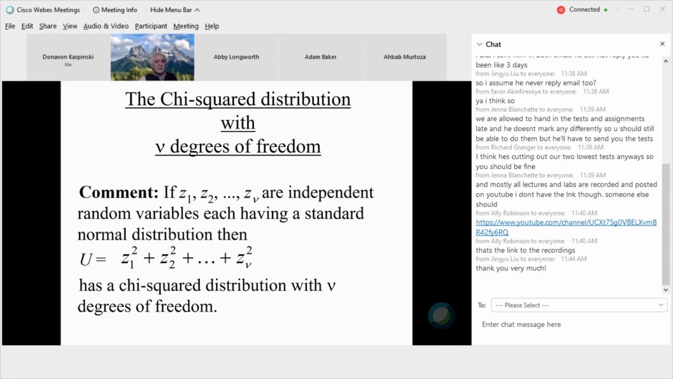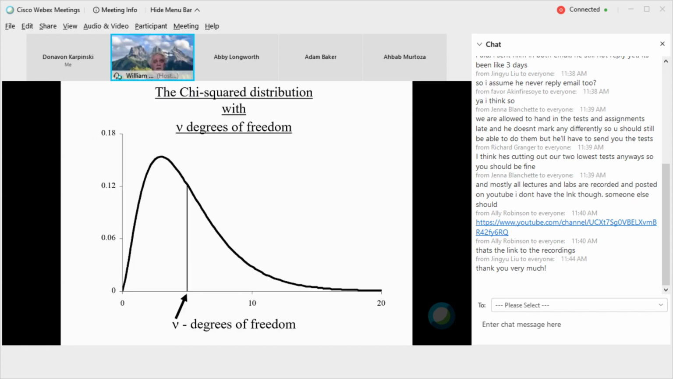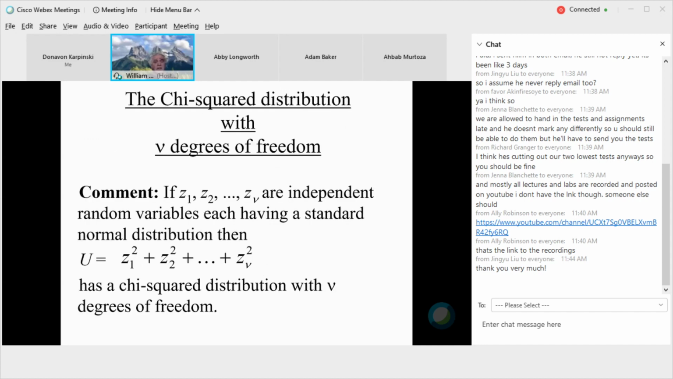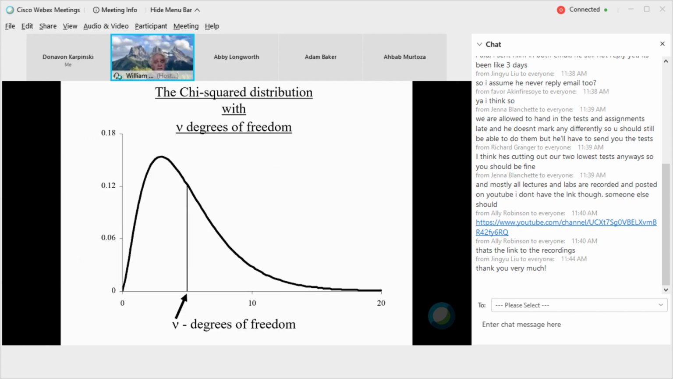So quite often, statistics that are sums of squares will have a distribution related to the chi-squared distribution. There's a graph of the chi-squared distribution with nu degrees of freedom. It's a positively skewed distribution. It's totally on the positive side because when you square things and add them up, you'll get a positive number. The mean of the chi-squared distribution is the degrees of freedom.